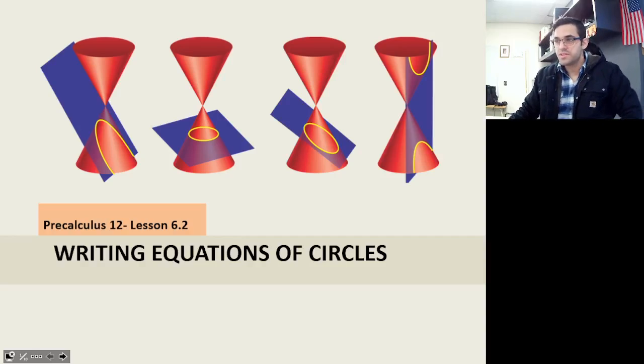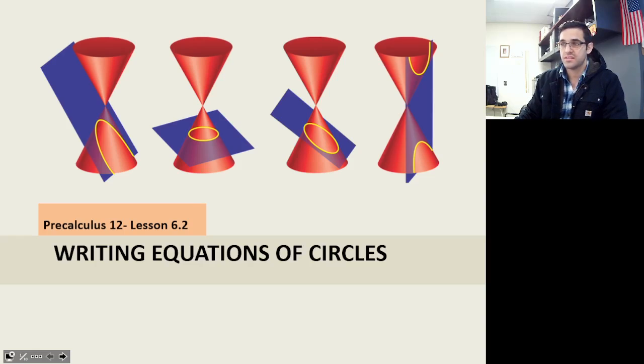Alright, this is Unit 6, Lesson 2 of our Pre-Calc 12 class. Unit 6 is called Conics. Lesson 2 is still talking about our first example of a conic, which is the circle. It's called writing equations of circles. So this is a continuation, or a part 2, of the last lesson.